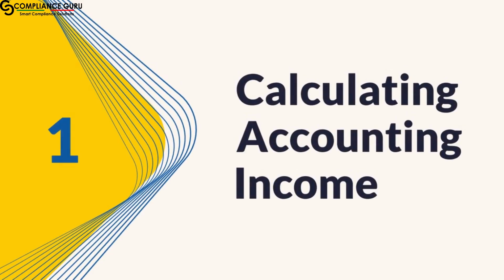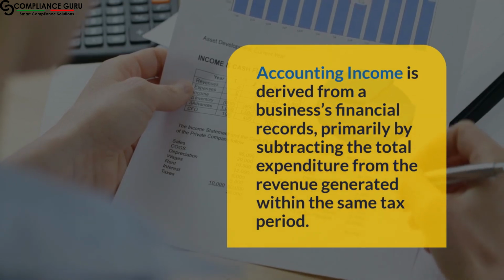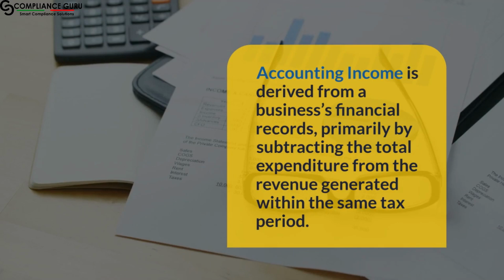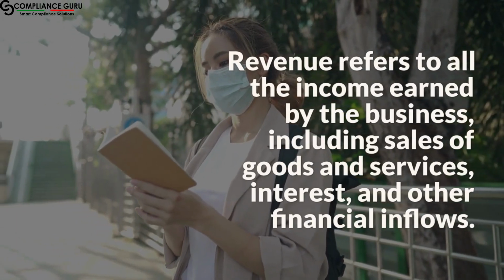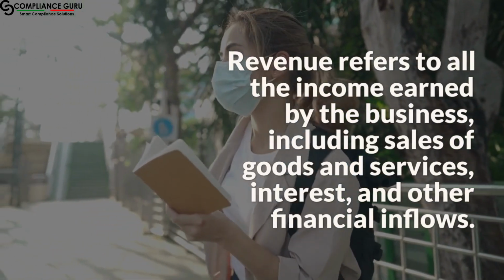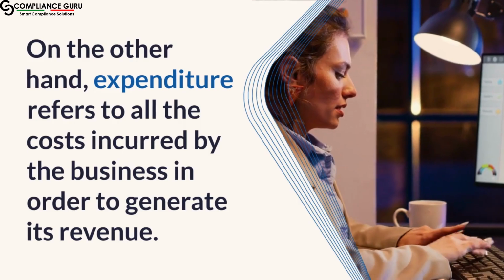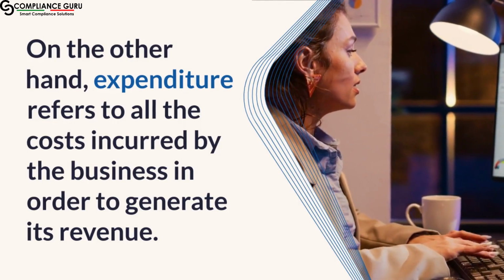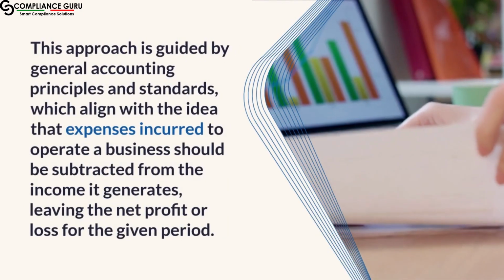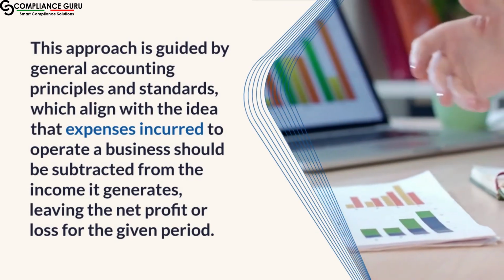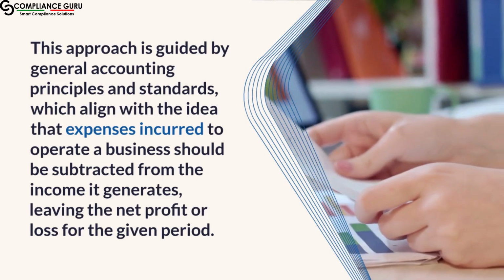1. Calculating accounting income. Accounting income is derived from a business's financial records, primarily by subtracting the total expenditure from the revenue generated within the same tax period. Revenue refers to all the income earned by the business, including sales of goods and services, interest, and other financial inflows. On the other hand, expenditure refers to all the costs incurred by the business in order to generate its revenue. This approach is guided by general accounting principles and standards, which align with the idea that expenses incurred to operate a business should be subtracted from the income it generates, leaving the net profit or loss for the given period.